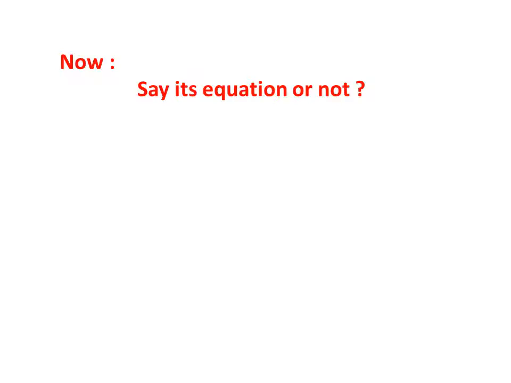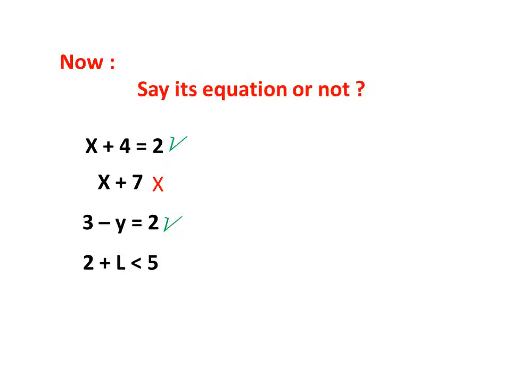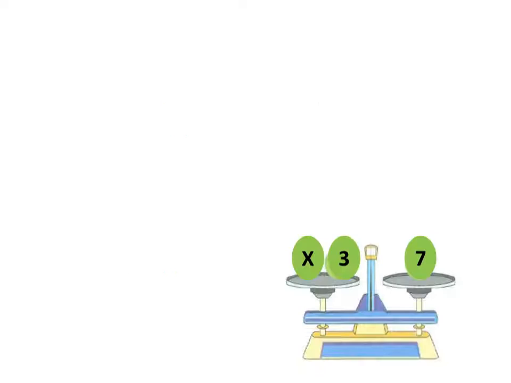I want you to tell me now if it is an equation or not. X plus 4 equal 2. I have two sides? Yes, I have equal between them? Yes, so it's an equation. What about this one? X plus 7, is it an equation? No, why? Because I don't have any equal sign. Here, 3 minus y equal 2. Equation or not? Yes, it's an equation. Why? Because I have two sides with equal between them. Here, 2 plus L smaller than 5. I have equal sign? No, so it's not an equation.